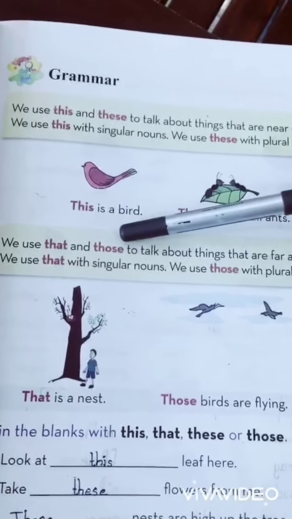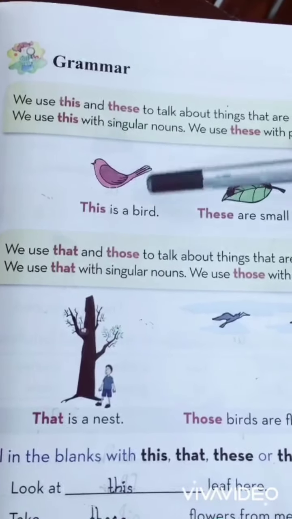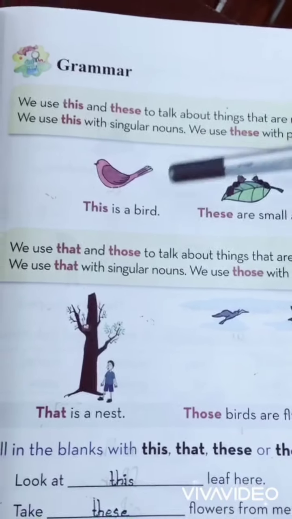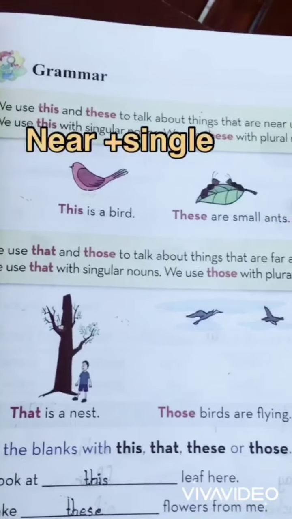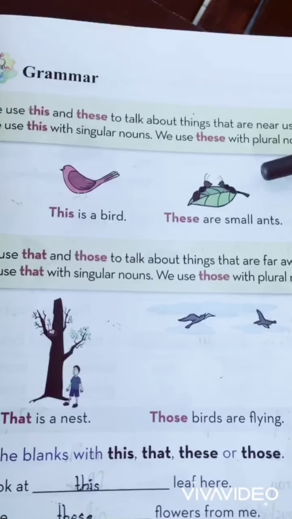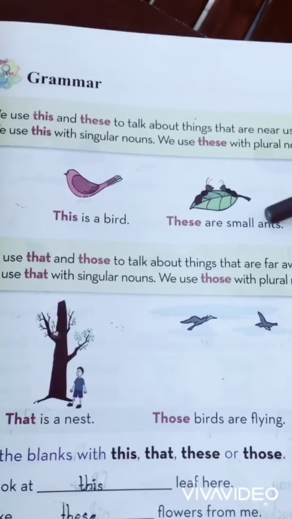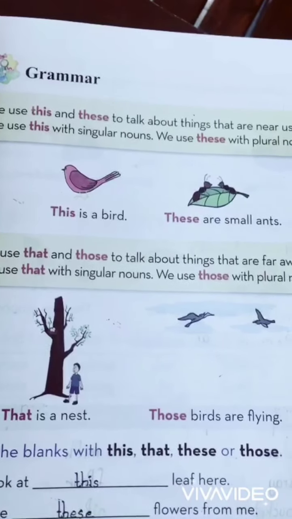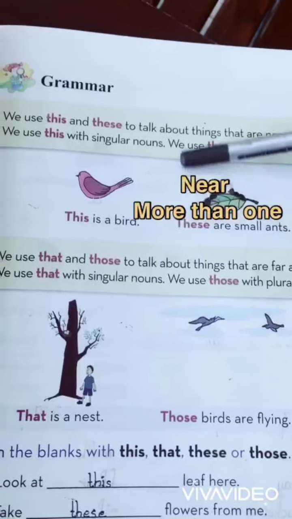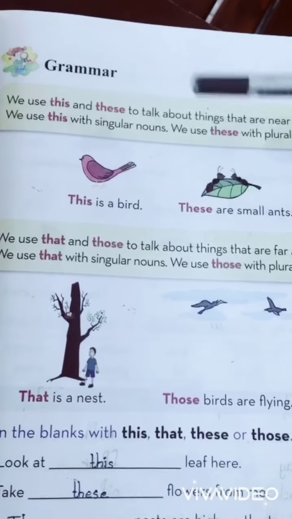So here, this is a bird. Bird is a single one. So we will write here this is a bird. These are small ants. Small ants are on the leaf. So we will say these are small ants. Because these are near to us, these are near to the leaf.